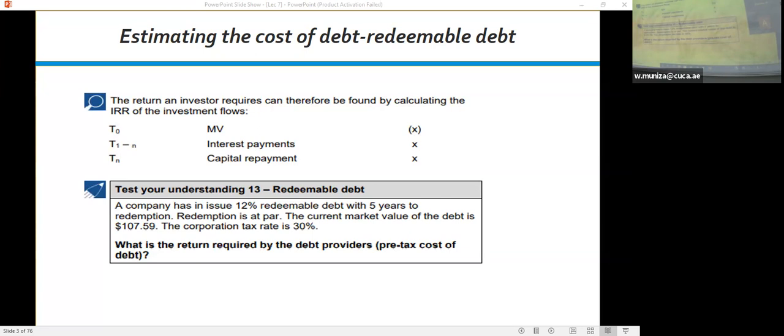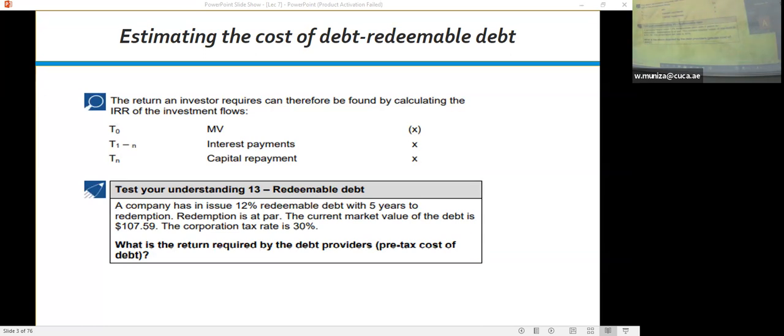Got it? So now, as you can see the slide, they have written that the return an investor requires can therefore be found by calculating the IRR of the investment flows. So basically, my dear students, if you are required to calculate the return an investor is requiring, it is going to be calculated by calculating an IRR of the investment flows. As you can see the calculations written in the slide in front of you, at year zero, we are going to calculate the market value. That will be in negative.